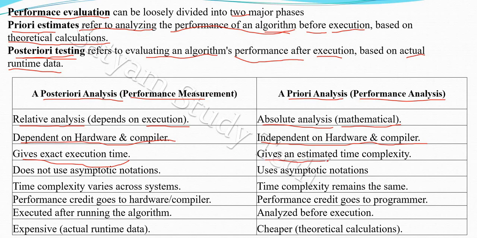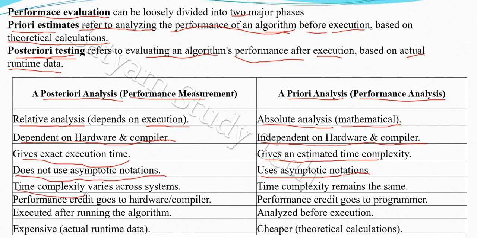But priori analysis gives an estimated time complexity. Here you can calculate the time and space complexity, the estimated time, but you cannot find out the exact time. Posteriori analysis gives the exact execution time and does not use asymptotic notations. Priori analysis uses asymptotic notation, mathematical notation, to calculate the time and space complexity of the algorithm. But for a program it is not required.